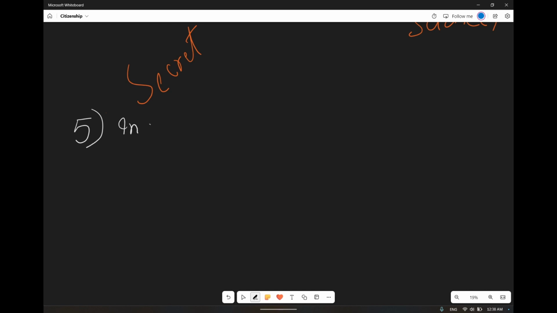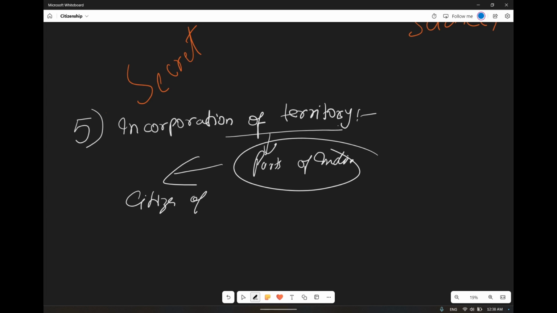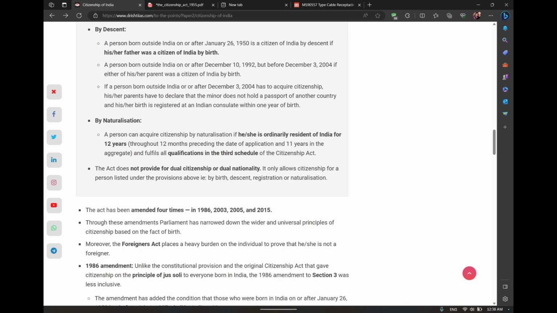So, incorporation of territory. Okay, so if any territory becomes a part of India, the government of India shall specify the persons of the territory as citizens of India. If India has captured any other territory as a part of India, then the people of those regions will be considered as the citizens of India.